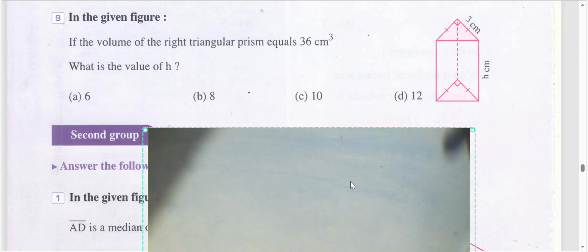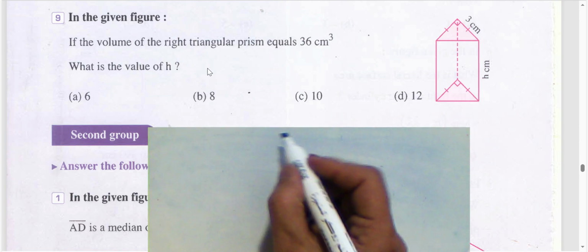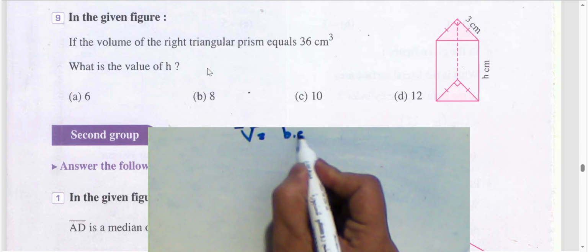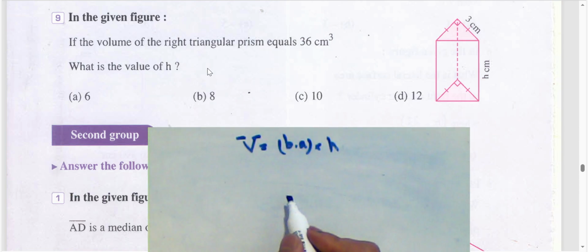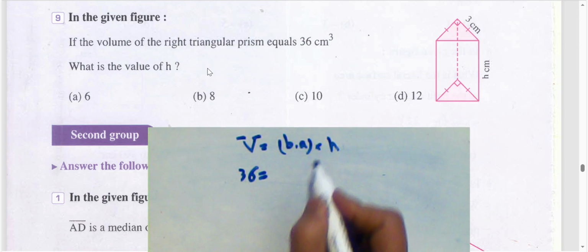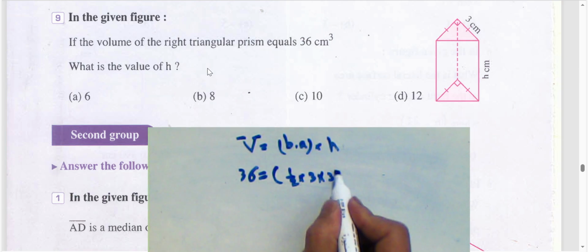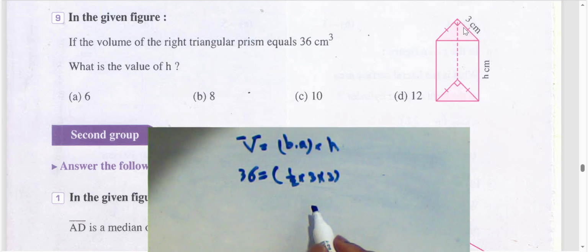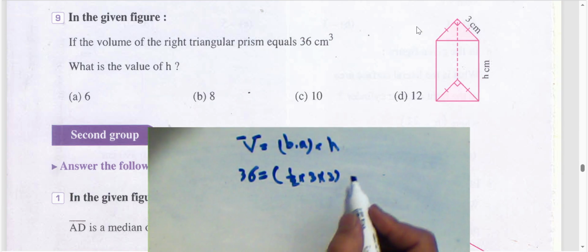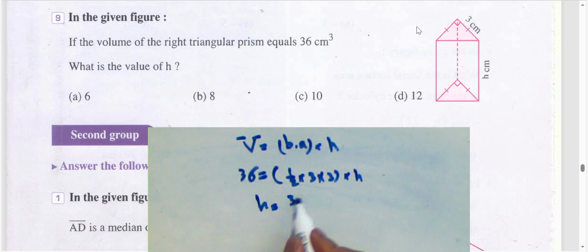In the given figure here, we want to find the length, actually they give me the volume. We know the volume equals base area times the height. The volume equals 36. What is the base area? The base area is half times the base times the height. We have a right angle triangle in the base, with dimensions 3 and 3. Then the height equals 36 divided by half of 3 times 3. 3 times 3 is 9. 9 divided by 2 is 4.5.